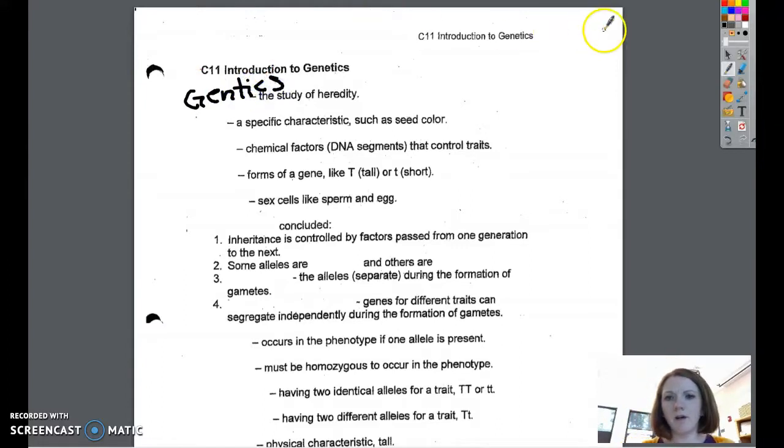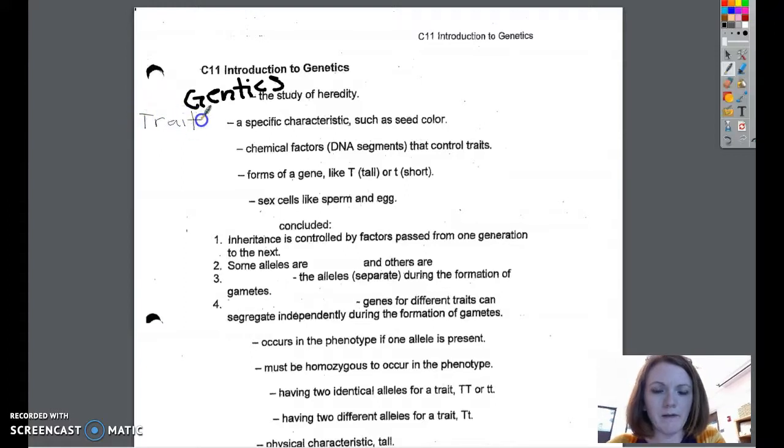So the study of heredity and how things are passed down is genetics, and there are specific characteristics that we can look at. The example given here is seed color, or we can look at hair color, or gender, or skin color, what color eyes we have. All those different types of characteristics we call traits. That's a little better. It's still messy, but you get the point.